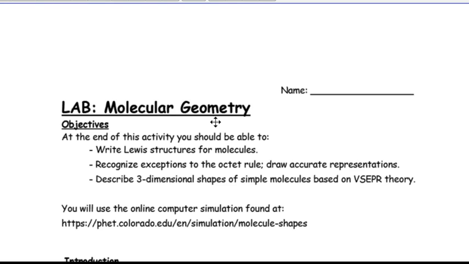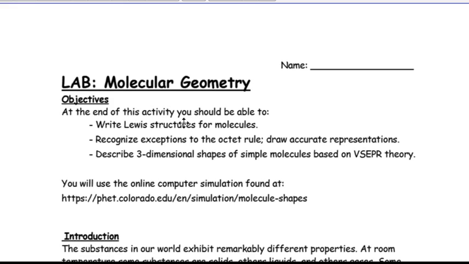Welcome back, Chemistry 30. This is the lab entitled Molecular Geometry. It occurs in between MS 1.5 and 1.6. So we'll take a look at this. The objectives here are to write Lewis structures for molecules, recognize exceptions to the octet rule, draw accurate representations, and describe three-dimensional shapes using the VSEPR theory, or valence shell electron pair repulsion theory.